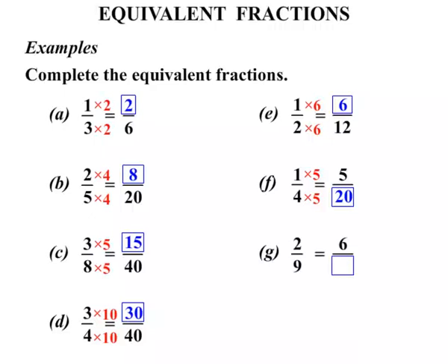The next one, again, we know both numerators, both top numbers. So looking at the 2, how do we change that to a 6? We do that by timesing by 3. So if we times the top by 3, let's times the bottom by 3 as well. And 9 3s are 27.